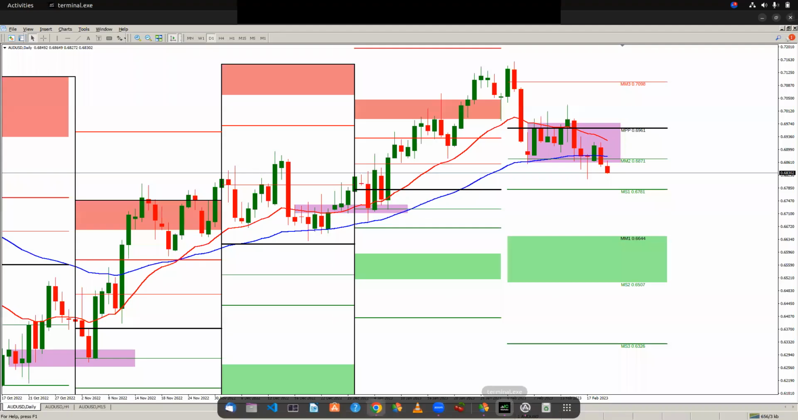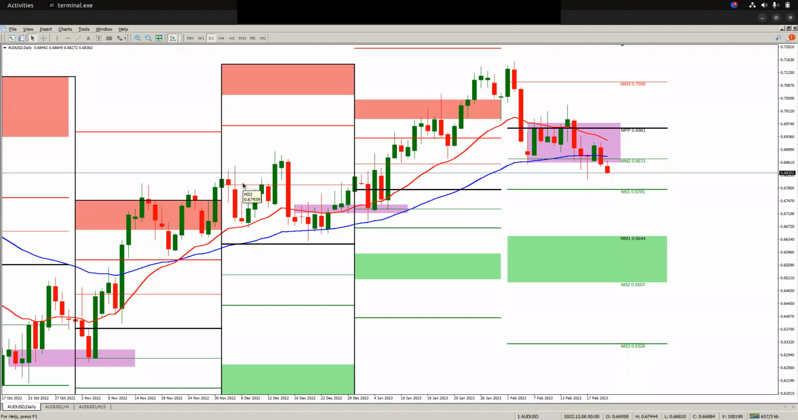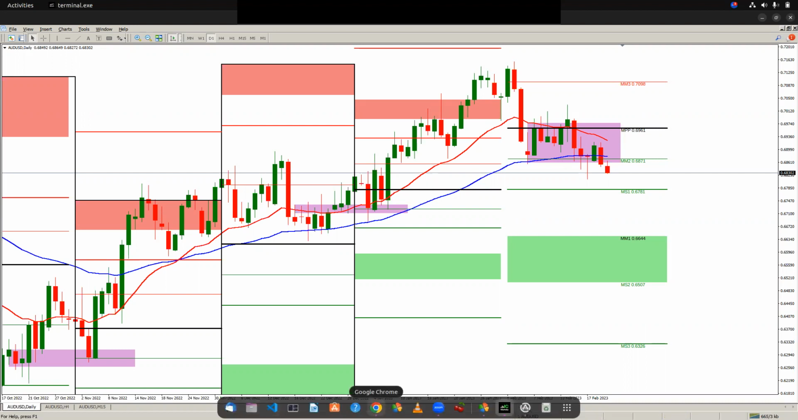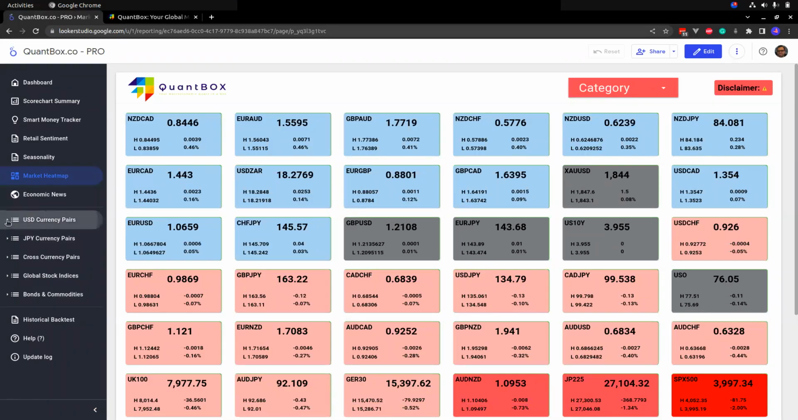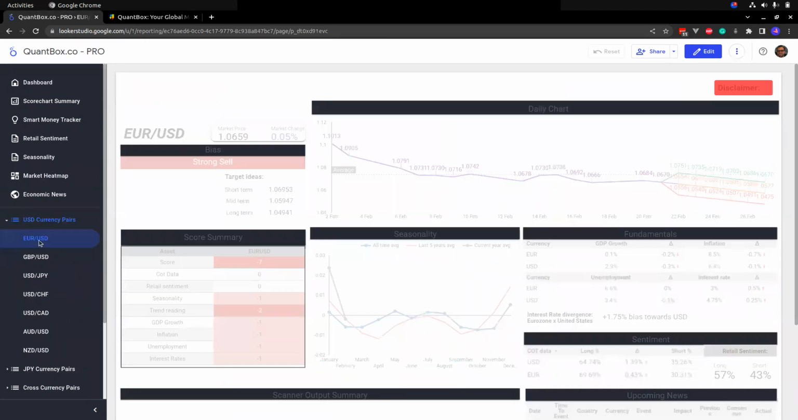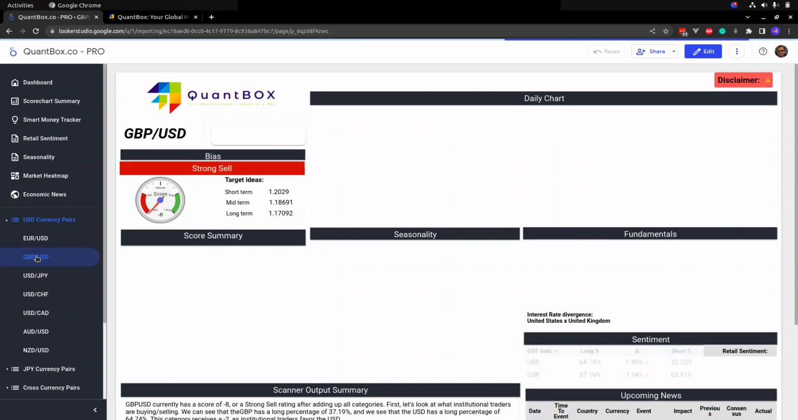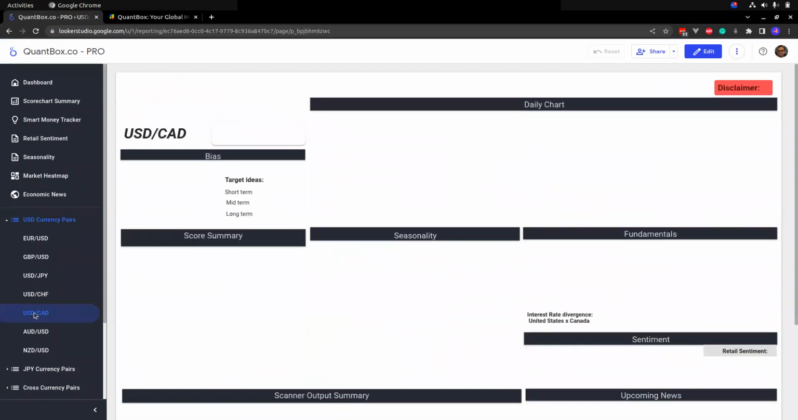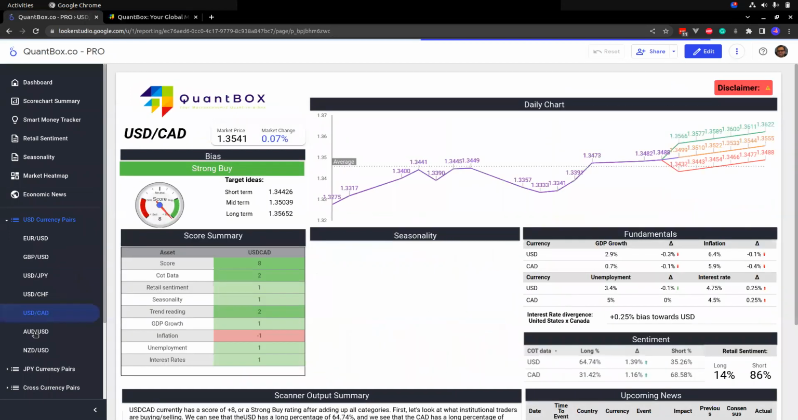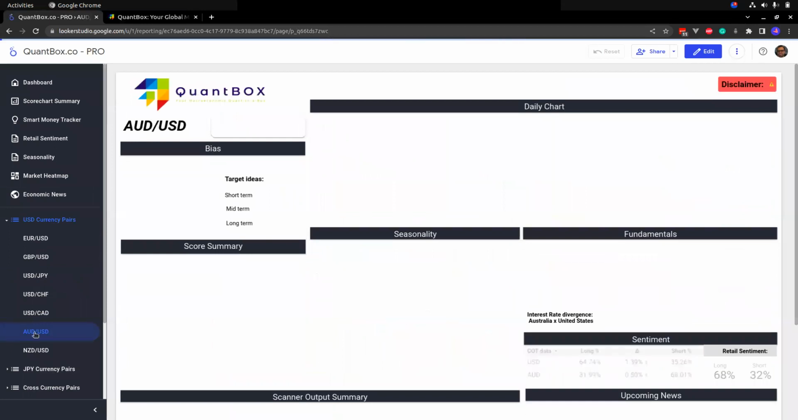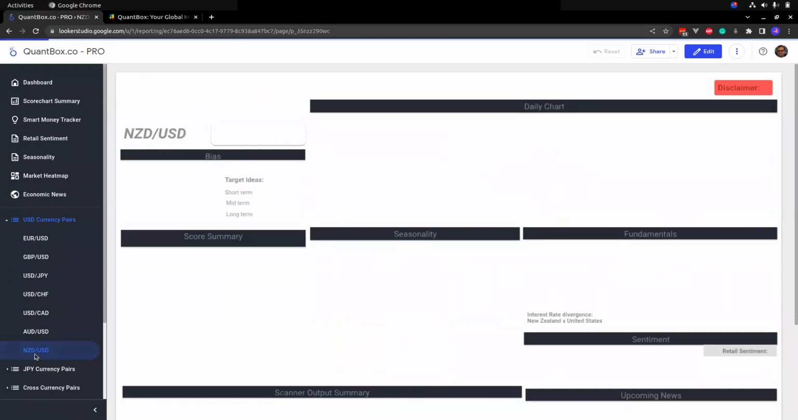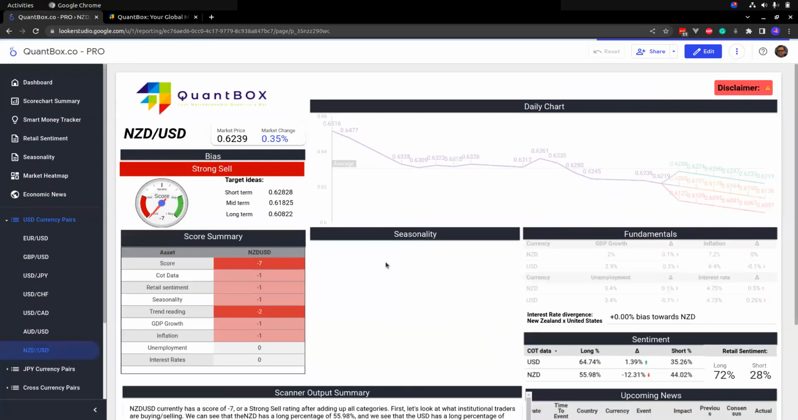But because of the nature of the markets recently, with all the ranges that have been going on, we're currently paying attention to our dollar pairs. If you've been following along, you know that your bias on the dollar pairs is currently bearish. You see Euro Dollar is a strong sell, Pound Dollar is a strong sell, USD CAD is a strong buy, Aussie USD is a strong sell, and Kiwi Dollar is a strong sell.